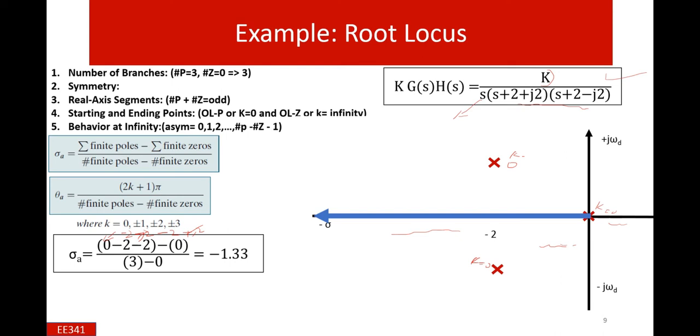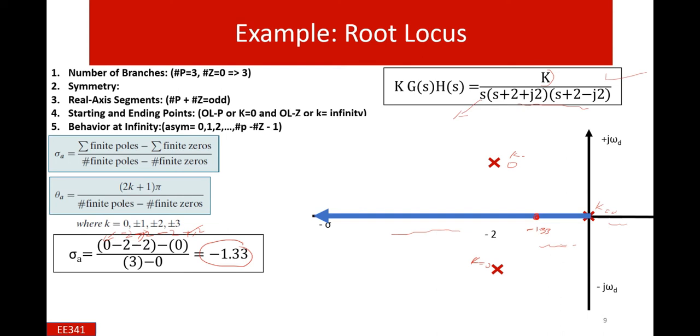And in the denominator part there are 3 poles, no zero. So this point lies on the real axis. This is again an important point. So the center of the asymptotes is at -1.33. For example, there is some point at 1 and some point at -3, giving -1.33. So this is the center.